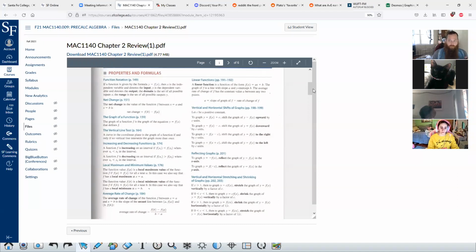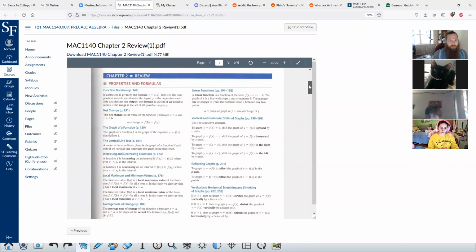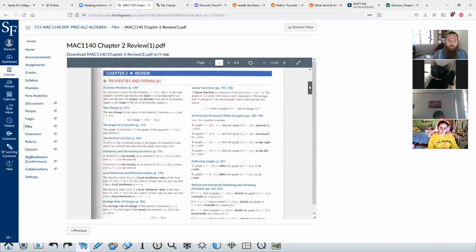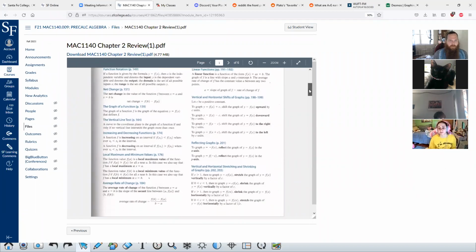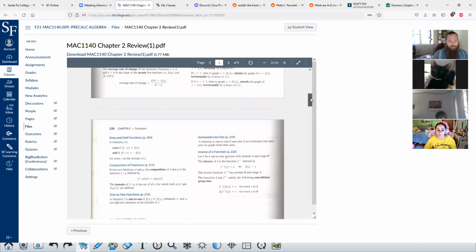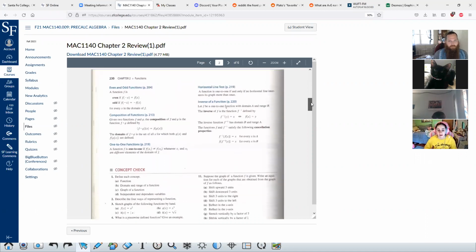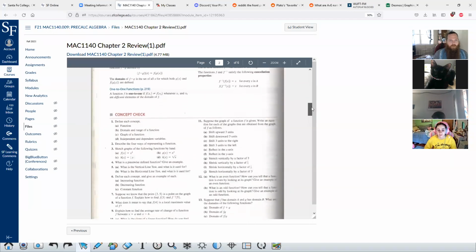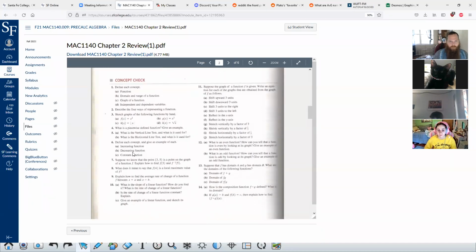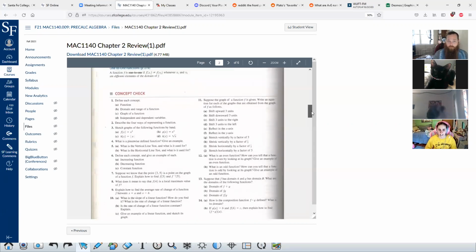Now remember, this test covers chapters 1 and 2. Chapter 1 is preliminary stuff that you've seen before, hopefully. So I did not scan that in. This is just the chapter 2 review, but that's most of the stuff on this test. You see here, there's lots of stuff about moving graphs around, even and odd functions, compositions, domains, inverses. These concept check questions are very good. I feel like if you have good answers for all of these, then you'll be in good shape for my true-false questions.